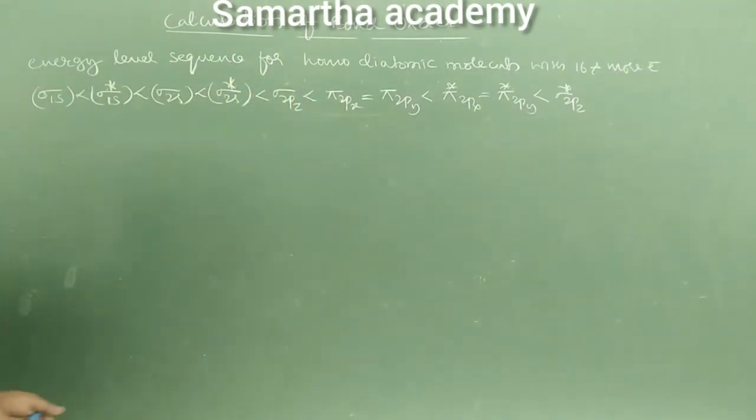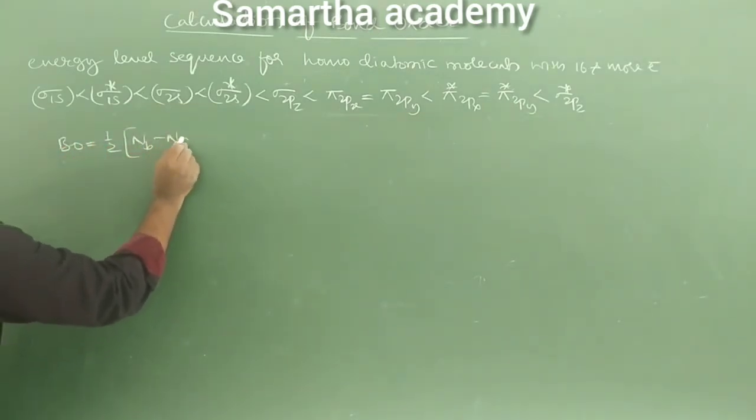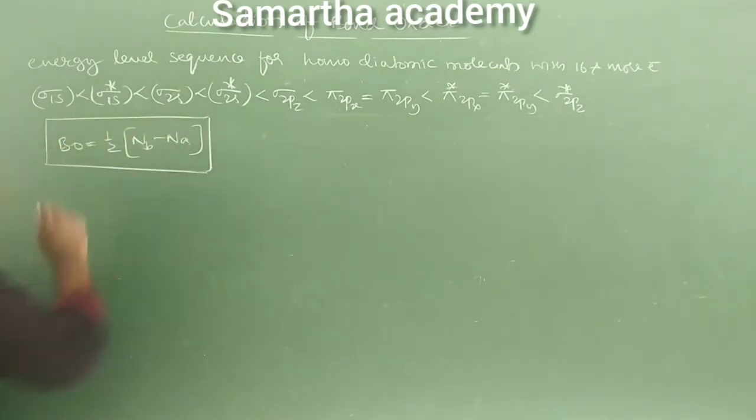So what is the formula to calculate bond order? Bond order equal to half into number of bonding electrons minus number of anti-bonding electrons. This is the formula to calculate bond order. Last class we studied this.